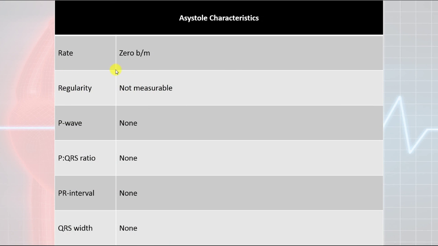The characteristics of asystole, of course, the heart rate is 0 beats a minute for the atrial and the ventricular. Regularity, you can't measure it because there's nothing to measure. It's just a flat line. P waves are going to be absent, no P to QRS ratio, no PR interval, and of course the QRS width is going to be none because you don't have a QRS to measure.